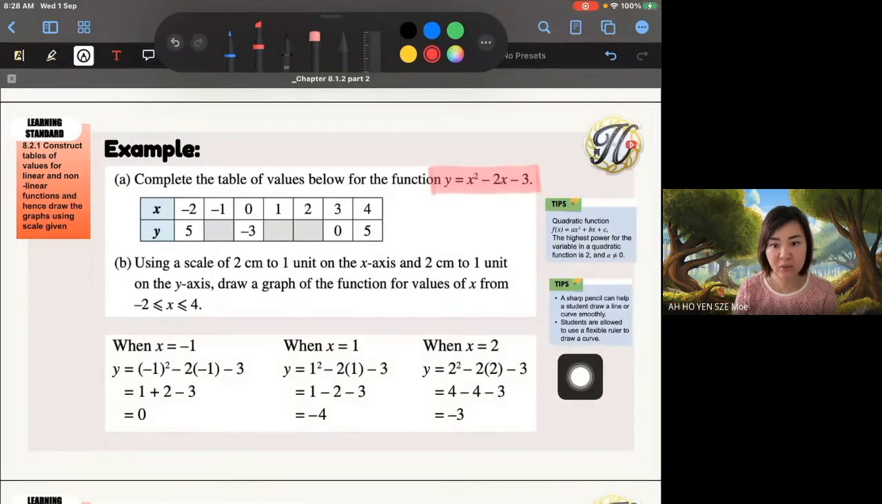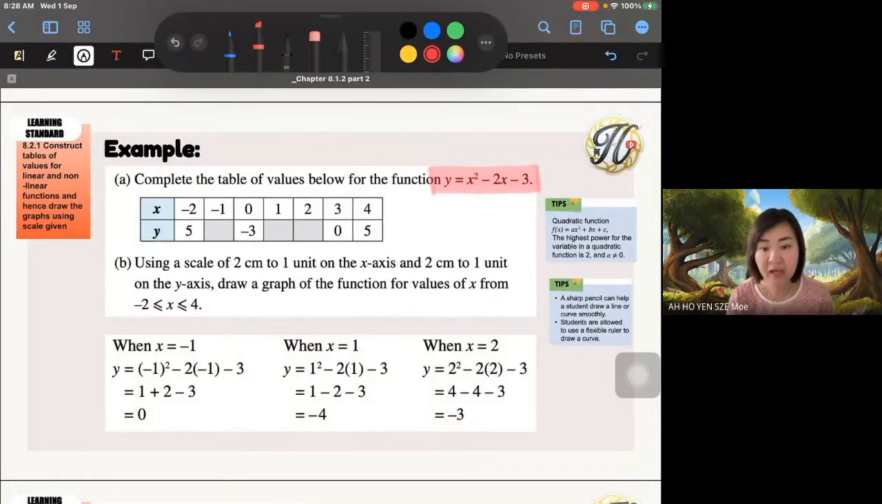A sharp pencil can help a student to draw a line or curve smoothly. Then you are allowed to use a flexible ruler to draw a curve. You know what is a flexible ruler? Those rulers that can bend. Anybody seen those type of ruler before? Yes, right. Because this power 2 is a curve, if you're not good at drawing a smooth curve, you are allowed to use those flexible rulers.